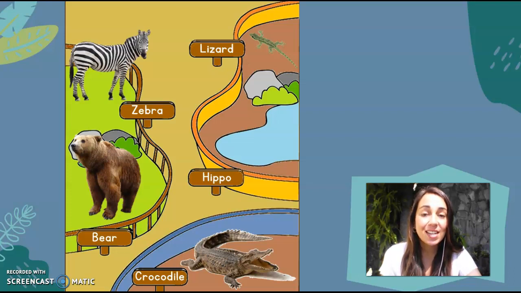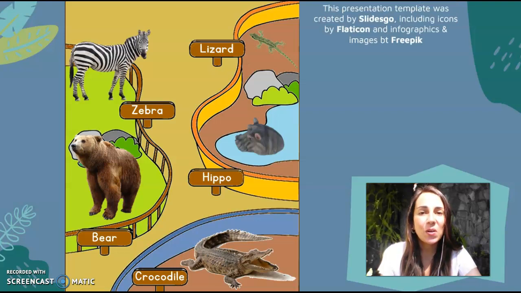Very good. And last but not least, there is a hippo. It is a hippo and it's the hippo's head because it is swimming in the pool. And where's the sign that says hippo? Over there. And the hippo goes in the pool. Very good. So thank you very much for helping me.